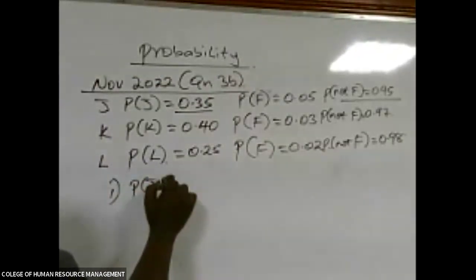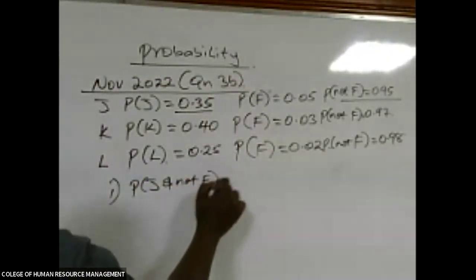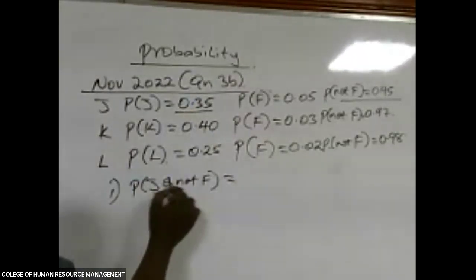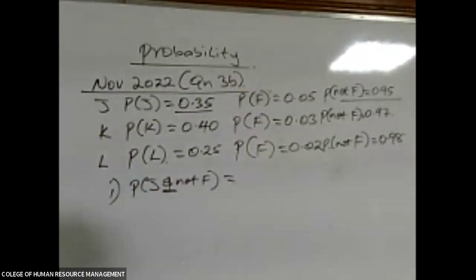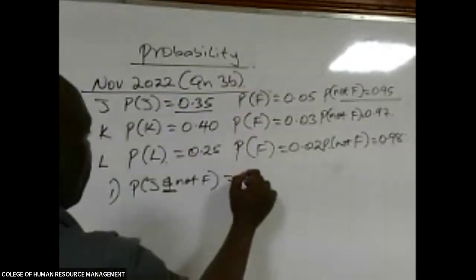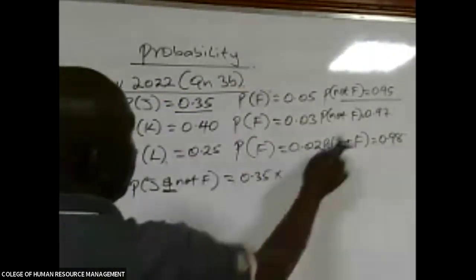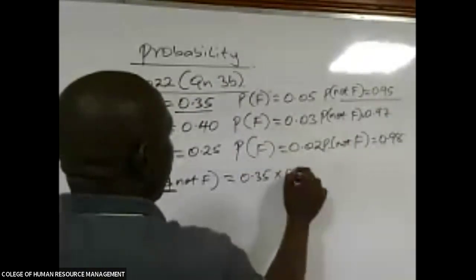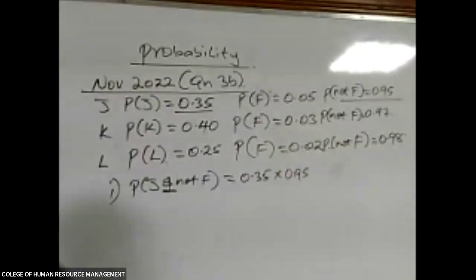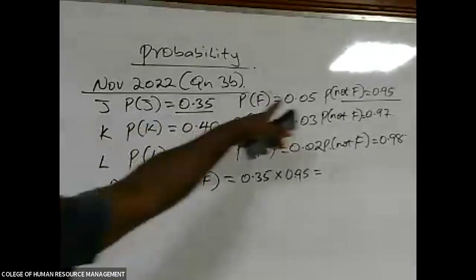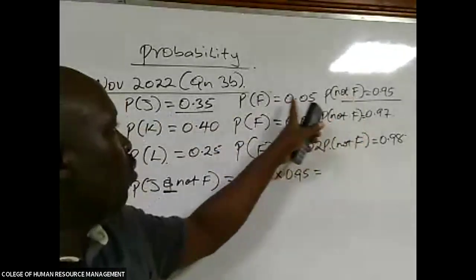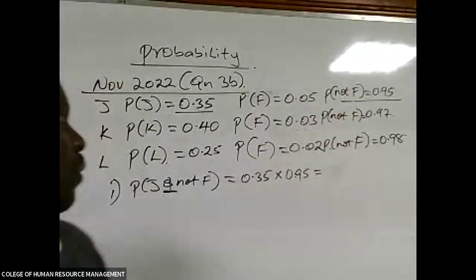Probability of J and not faulty. When it is and, you multiply the probabilities. Probability of J is 0.35 times the probability of J not faulty, 0.95. Work out that, as simple as that. The probability that it is made by J and the probability of not faulty. Don't use the faulty. We are told not faulty.